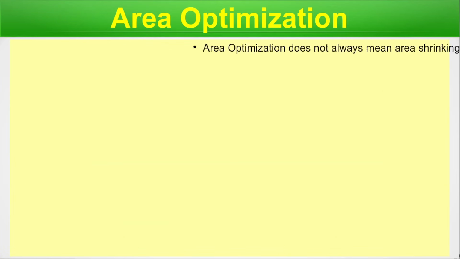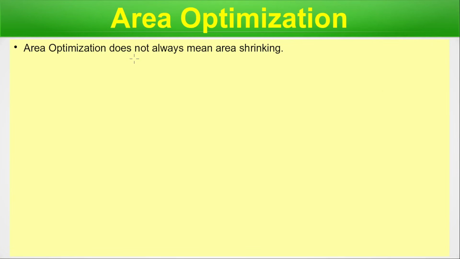Area optimization. Area optimization does not always mean area shrinking. This is the term, first of all. It's not that we are shrinking the area every time. We are optimizing it. That means we have to get an optimum area so that the design is properly functional, performance is good, leakage power, dynamic power, etc. All those things are there. So area optimization does not always mean area shrinking.